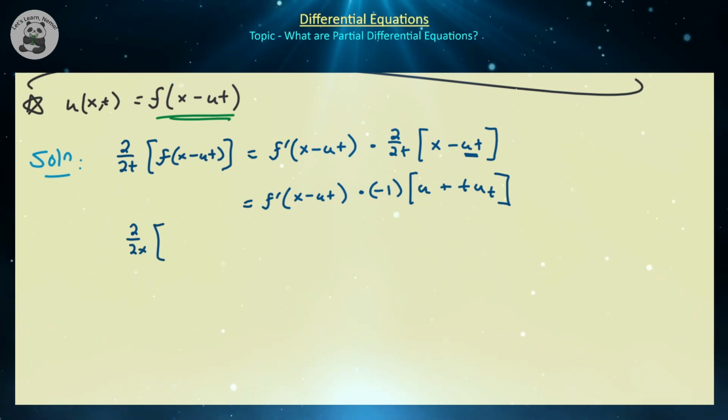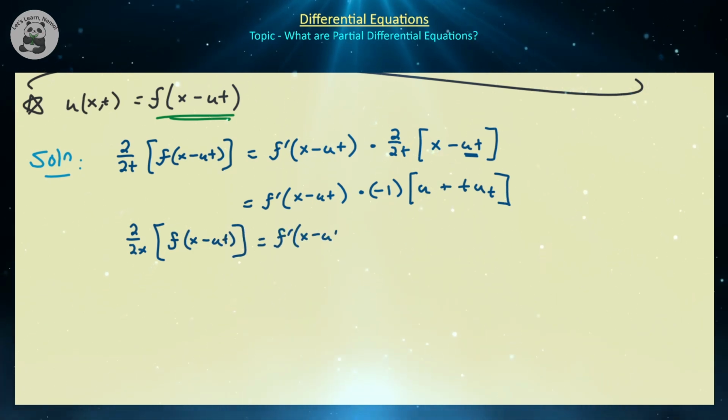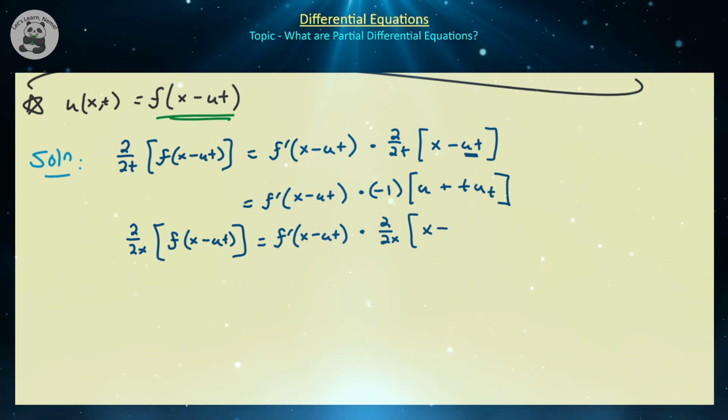So the partial derivative with respect to x of x minus u of t. By the chain rule, again, we have f prime of x minus u of t times the partial derivative with respect to x of that interior function again. Again, x is a variable, t is a variable, u is a function of both x and t, but t is a constant as far as x is concerned.